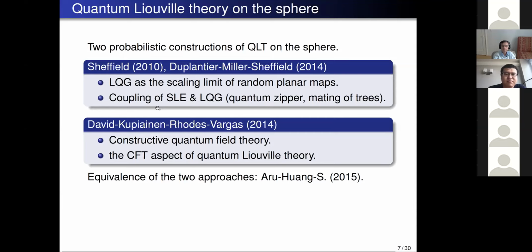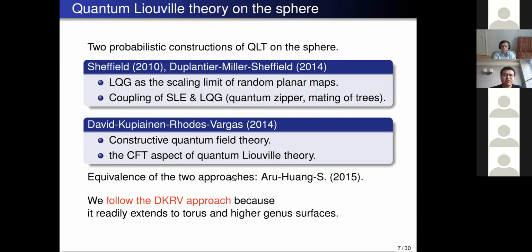Another approach is due to David, Kupiainen, Rhodes, and Vargas, and they mainly follow the idea of constructive field theory. With Aru and Huang, we showed that these 2 approaches, at least on the sphere, agree. Today I will mainly follow the DKRV approach, which is the second one, because it readily extends to the torus and heterogeneous surfaces.